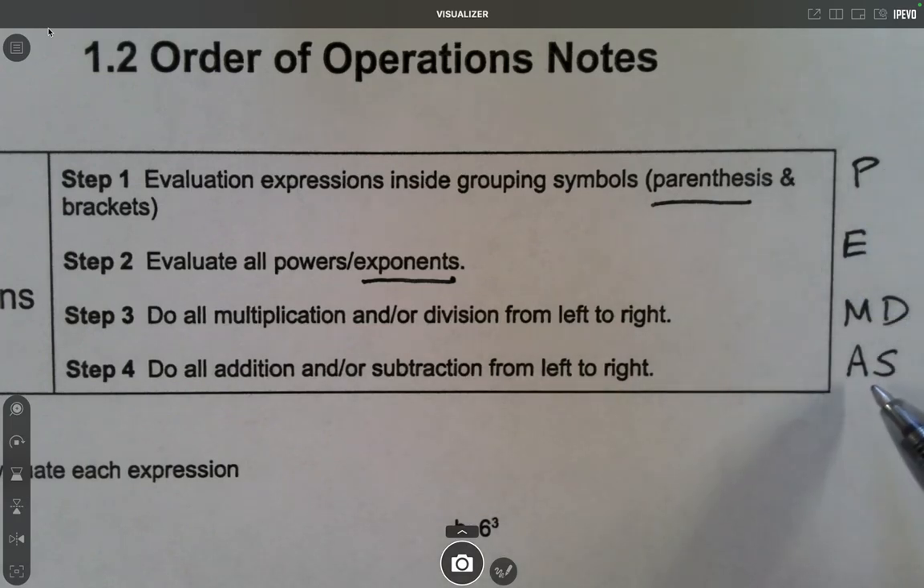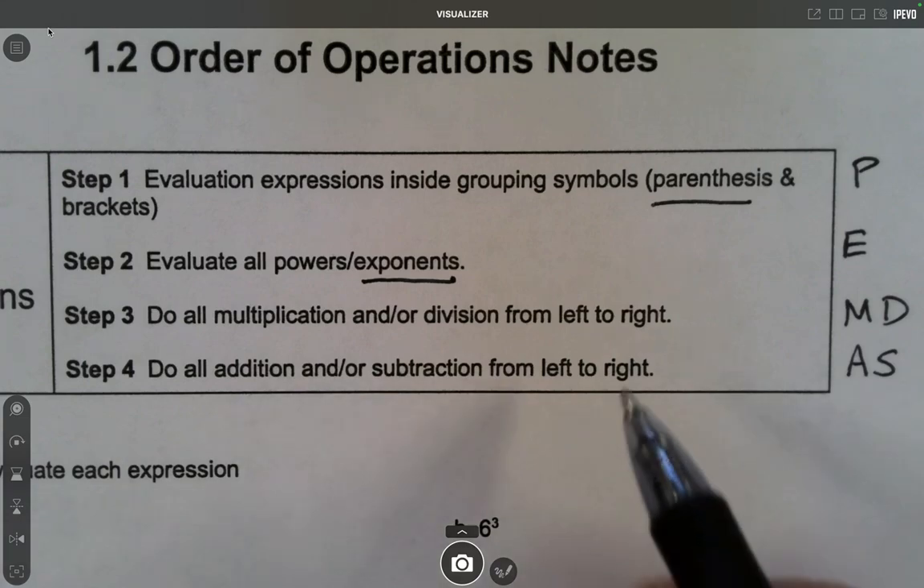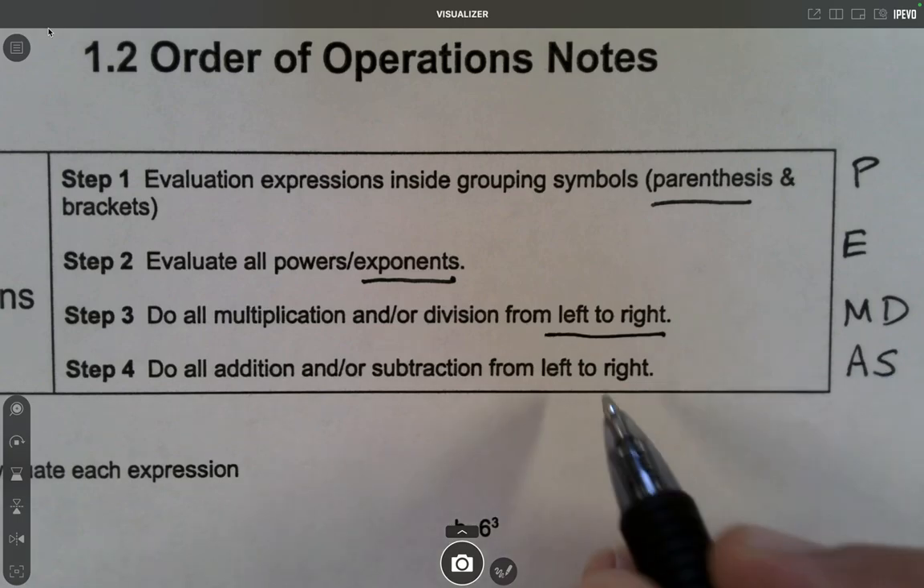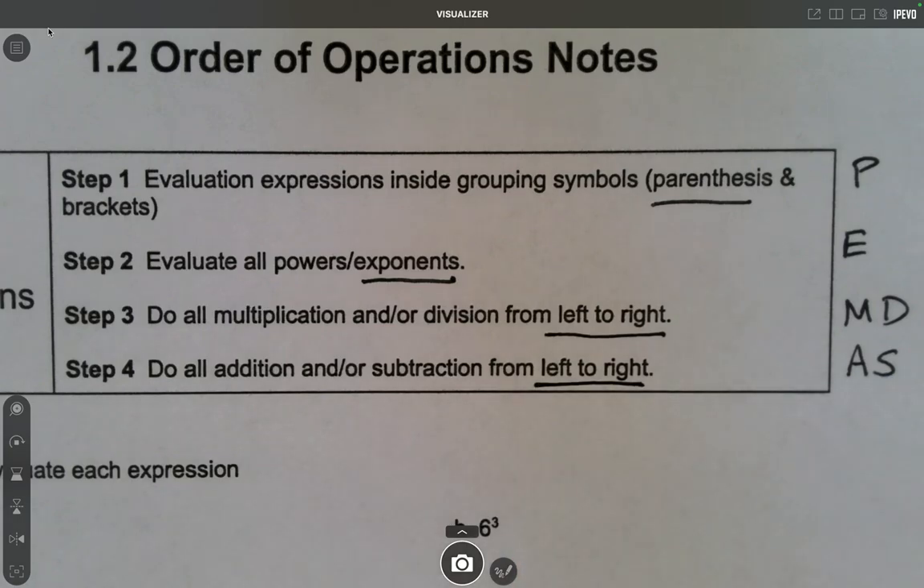So PEMDAS is helpful, but you need to understand that multiplication and division are really a step together, and the key is to move from left to right. Addition and subtraction are really a step together, but you have to move from left to right.